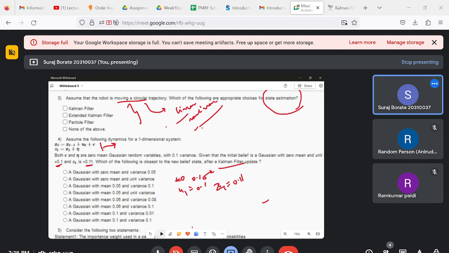So what I was telling was mu t minus 1 is given, sigma t minus 1 is given, ut is given, zt is given in the question. And also At, Bt and Ct are given. Fine.